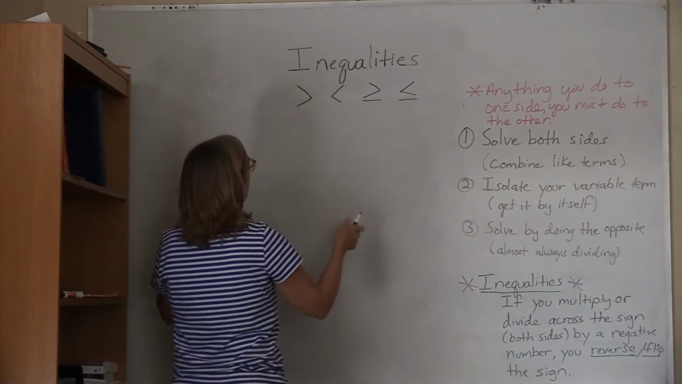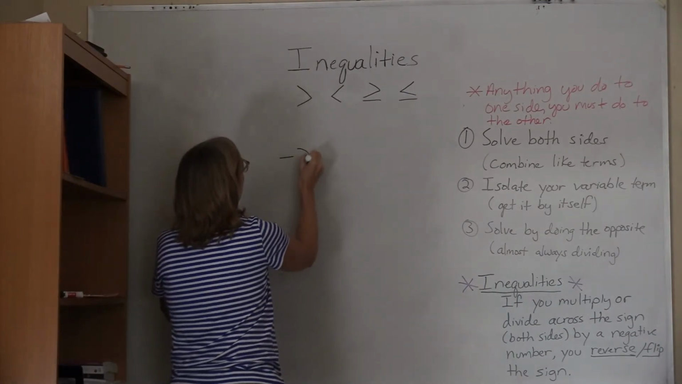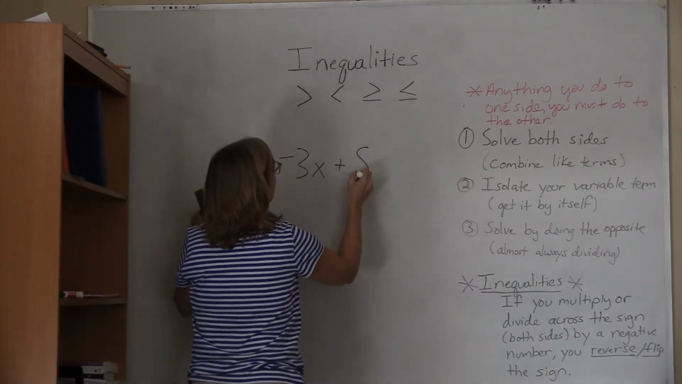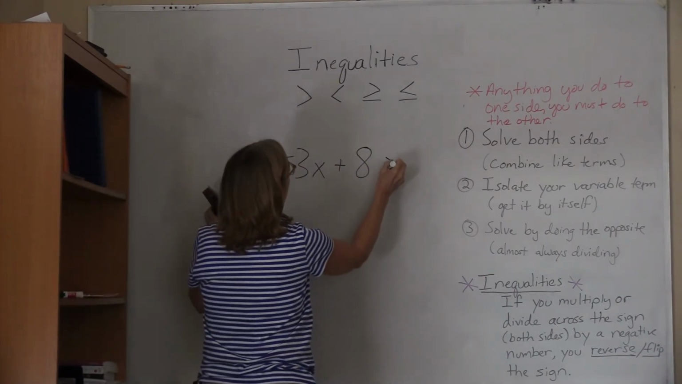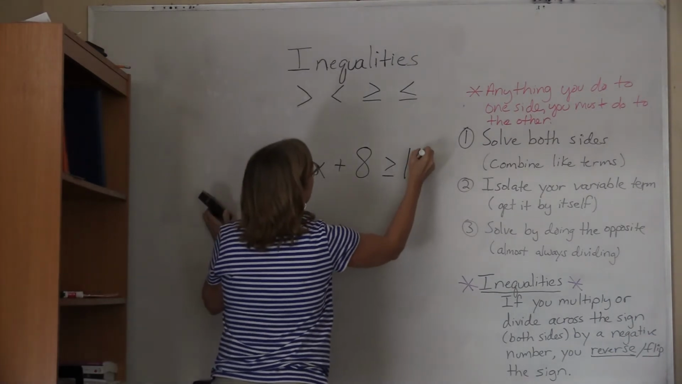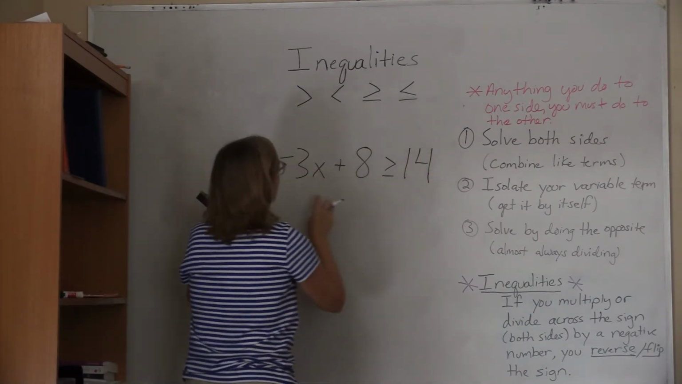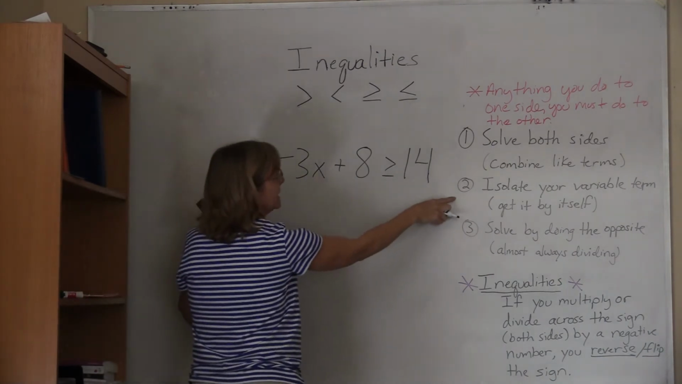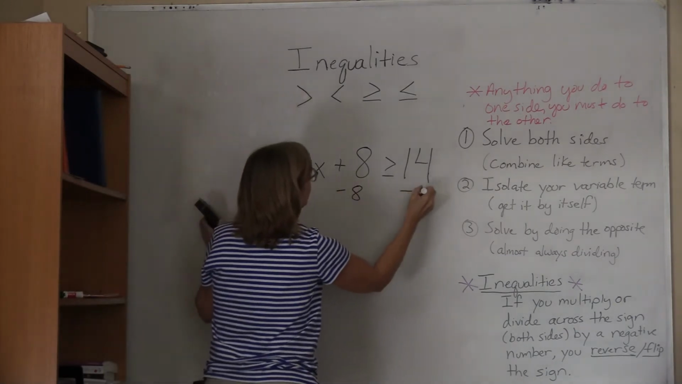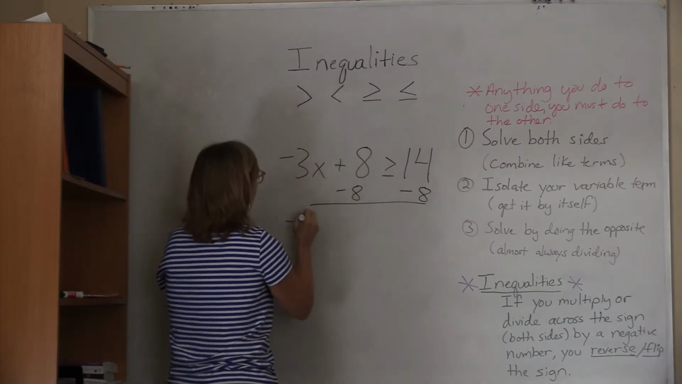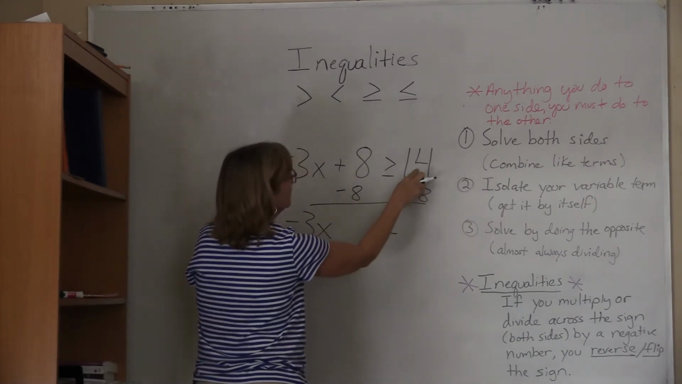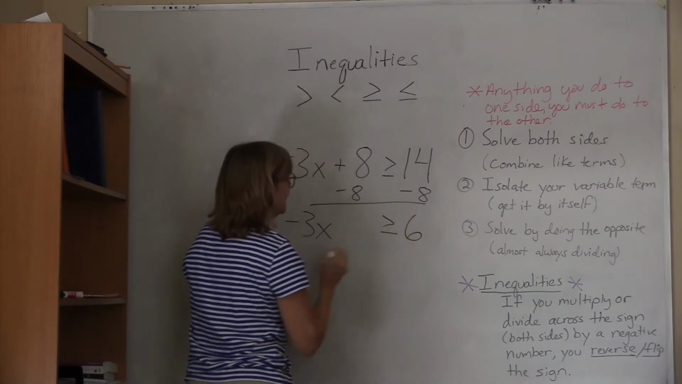Let's try another one. Let's suppose I have negative 3x plus 8, is greater than or equal to 14. I don't want to use 7s because they'll confuse with the sign. Solve both sides, nothing I can do. Isolate my variable. What do I need to do to get my x by itself? This 8 needs to move. So remember, we always do the opposite, because that's how I get it moved. So negative 3x, because 8 minus 8 is 0, that's what I wanted, is greater than or equal to 14 minus 8, use your calculator, is 6.